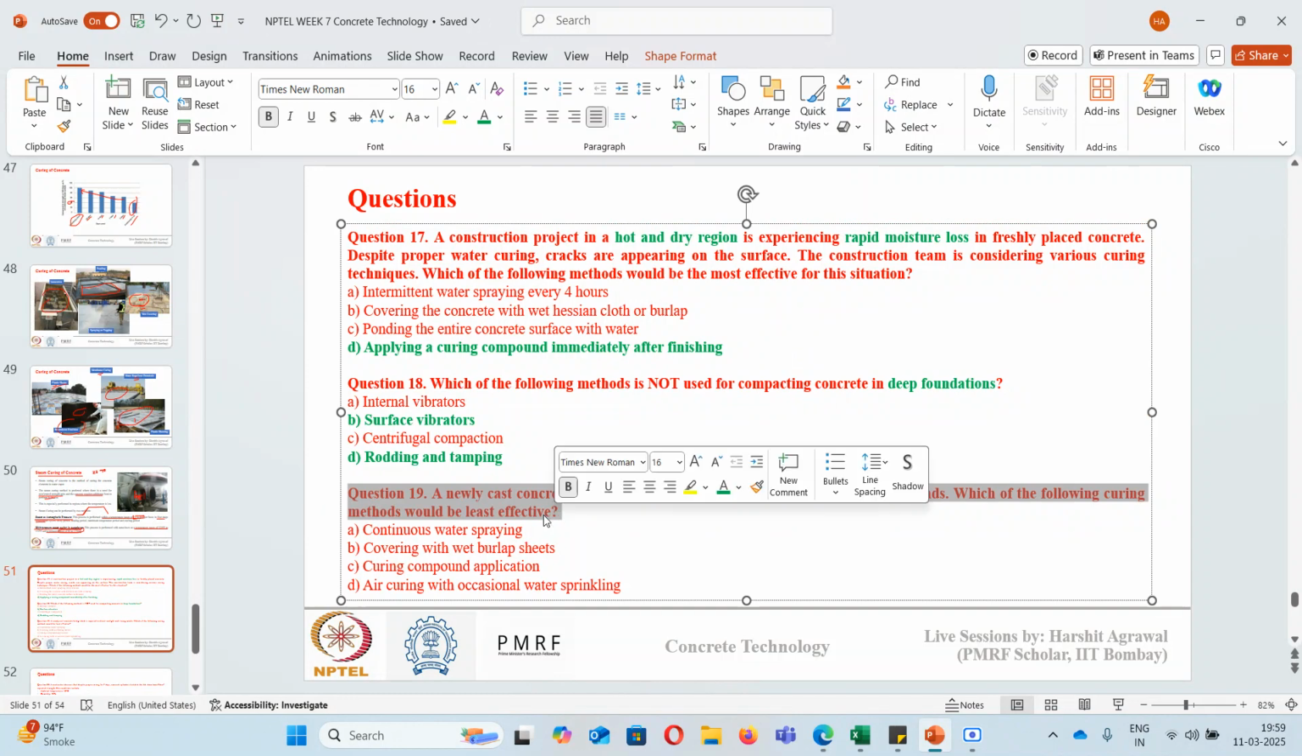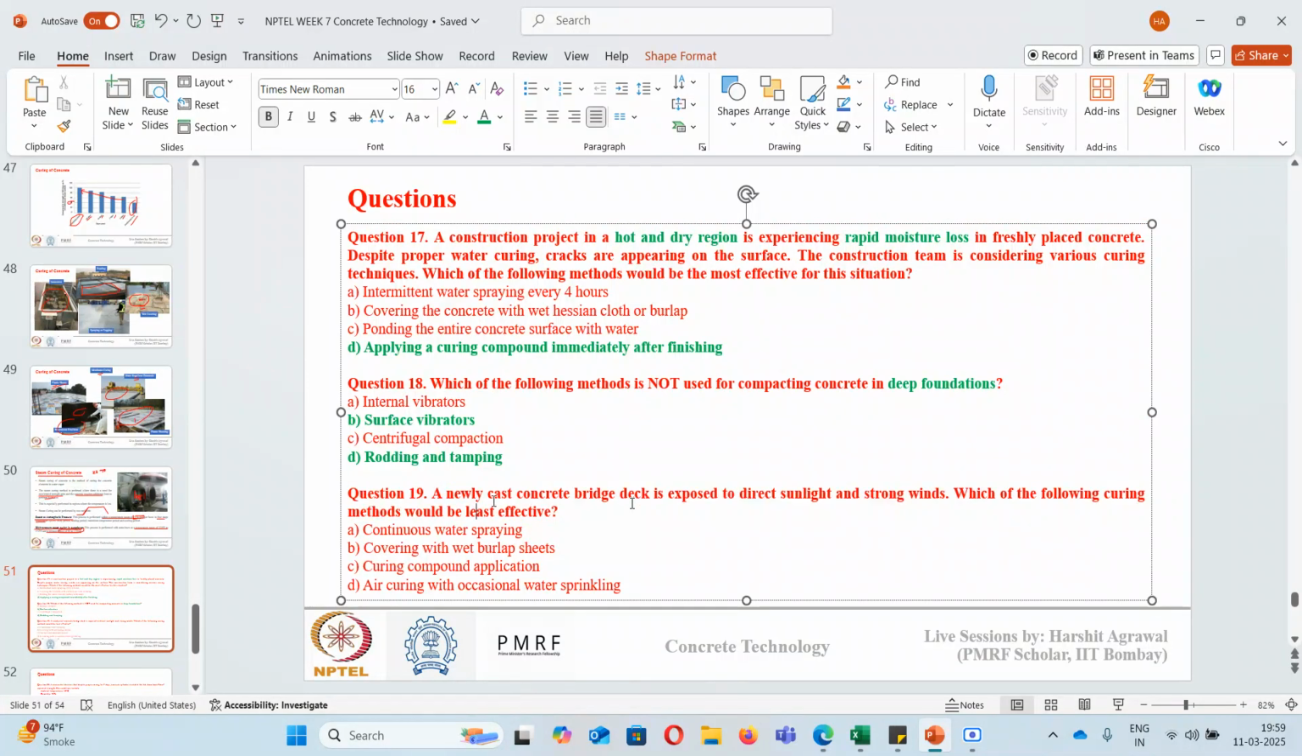Question number 19. A newly cast concrete bridge deck is exposed to direct sunlight and strong wind. Which of the following curing methods would be least effective? Okay, we are talking about least effective, and direct sunlight and strong wind exposure. Air curing with occasional water sprinkling.